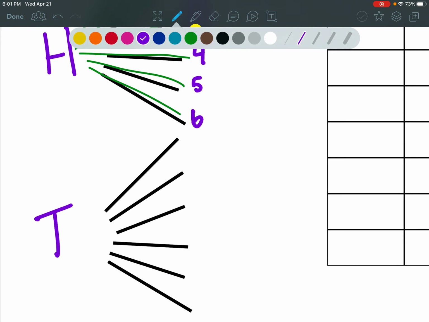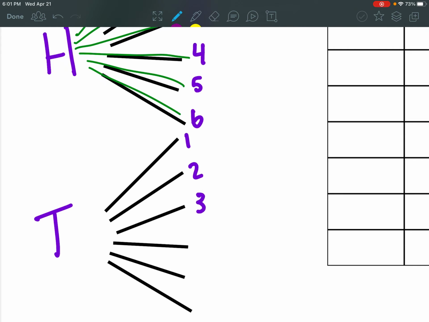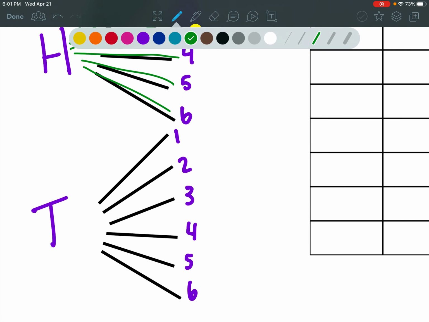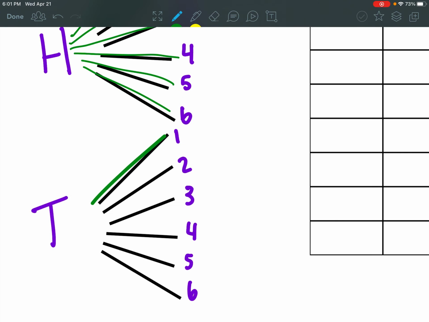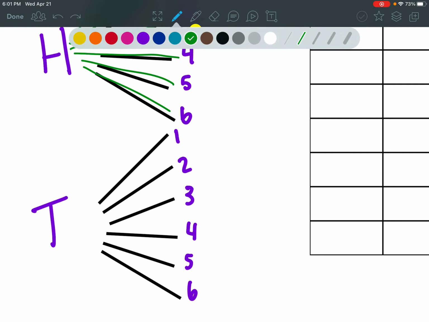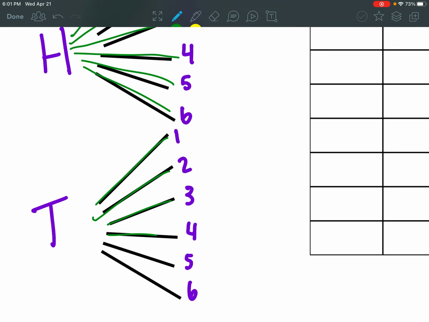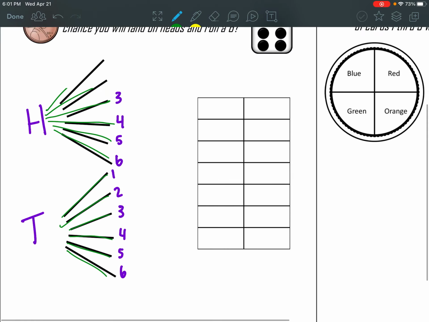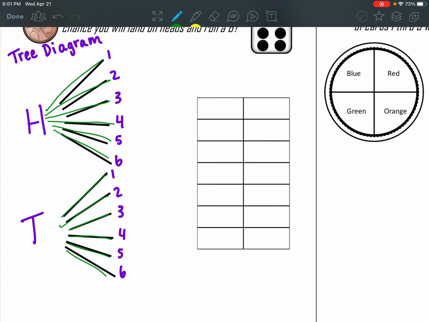Okay, next one then we have tails. Let's say we flip a tails instead. Well, then what are the outcomes when we roll that dice? They're the same exact outcomes, but instead we have the tails. So again, we can see 6 more outcomes, tails 1, tails 2, tails 3, so on. Here they are all listed out for us. So that's what the purpose of a tree diagram is.